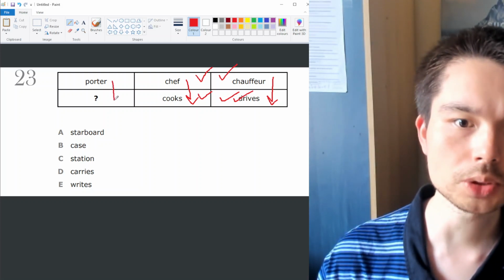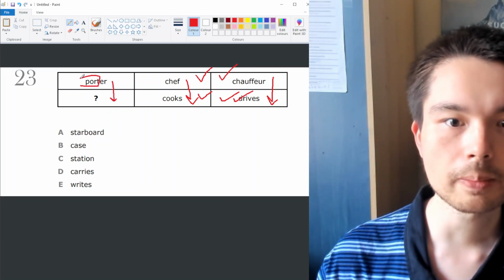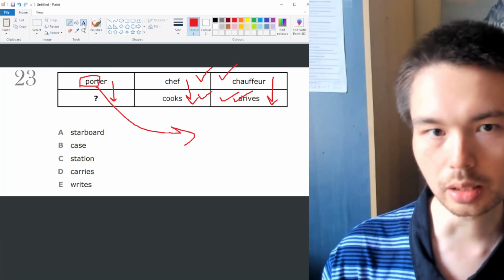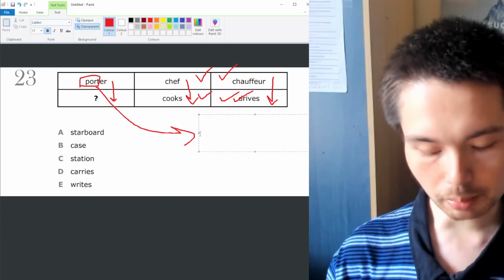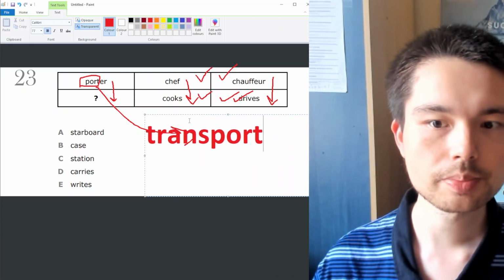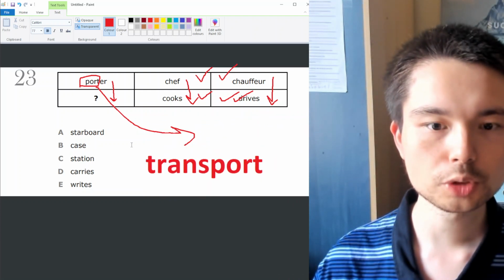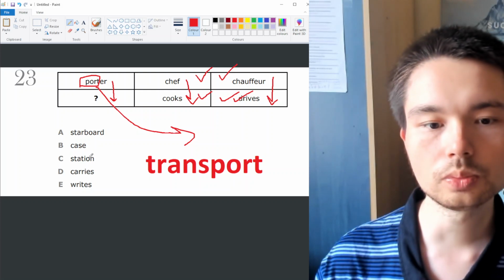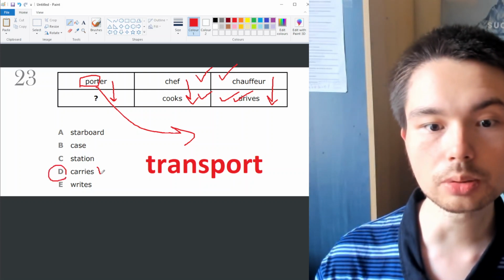So what does a porter do? Well, port, that's the key part of the word, is transport. You're taking objects from one place to another, to transport. You're just carrying things from one place to another.